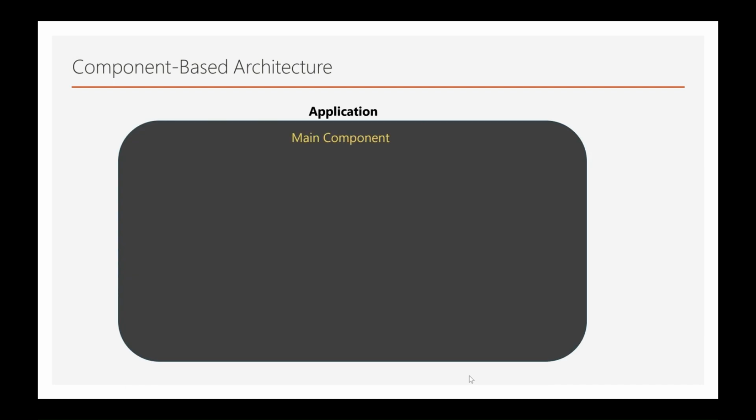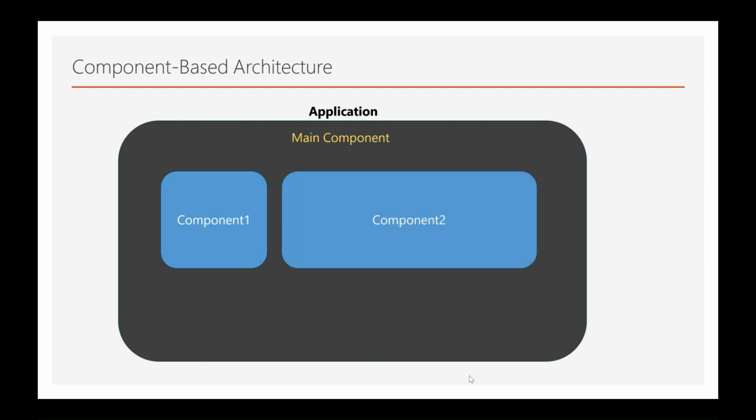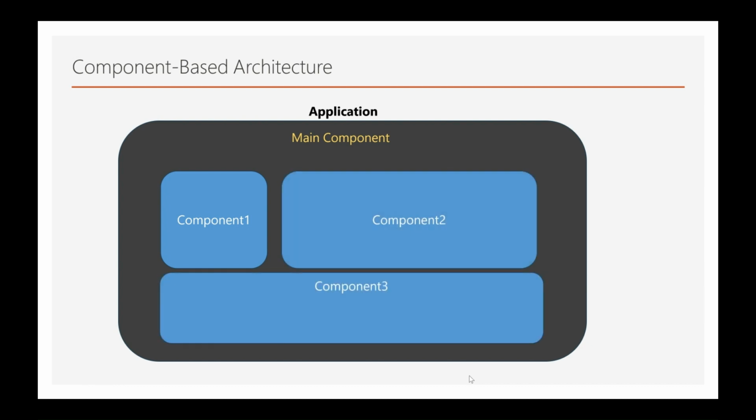Imagine you have an application, and at the top level, you have the main component. This main component is the primary part of your application, and it consists of three smaller components: Component 1, Component 2, and Component 3. Component 1, Component 2, and Component 3 are like individual pieces that fit together to create the main component. Think of them as smaller functional units that handle specific tasks or display certain content.